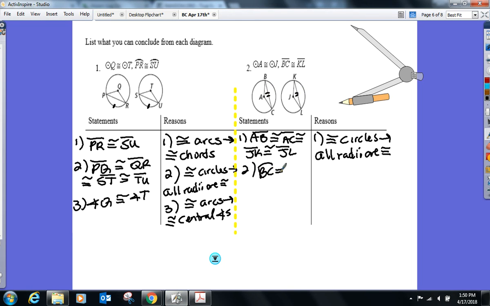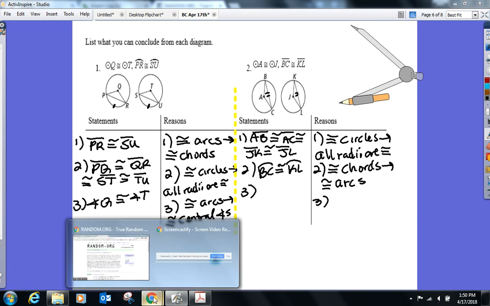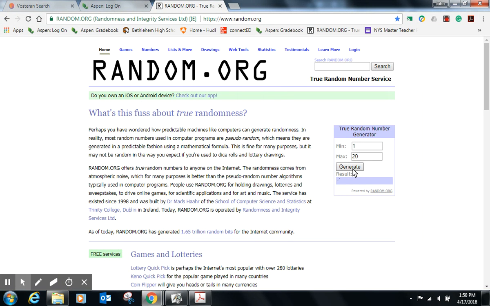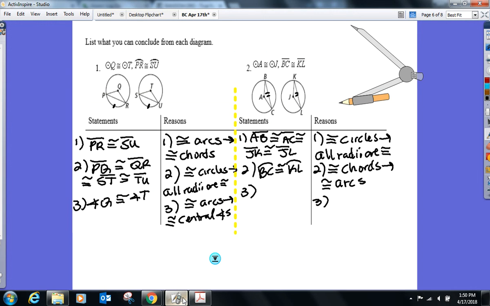There you go. Arc BC congruent to arc KL. Because what was given to you? Yep. Congruent chords imply I have congruent arcs. All right. Now I have congruent arcs. That was not given, but you proved that true. Now that you have congruent arcs, we also have congruent, hey, 4. Yep.